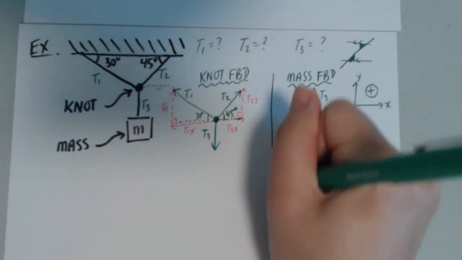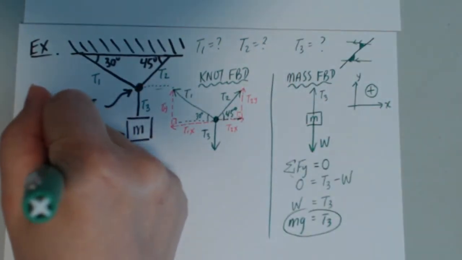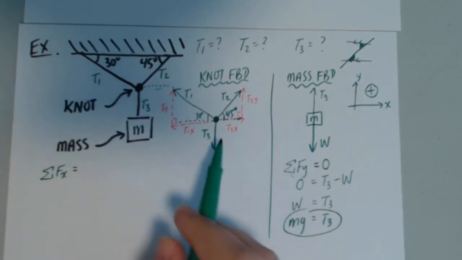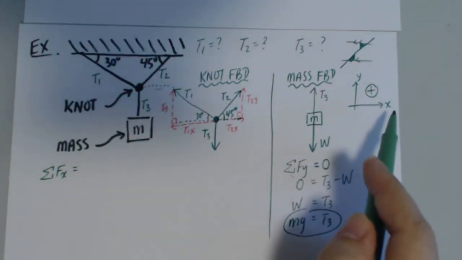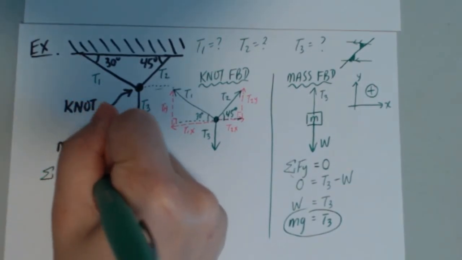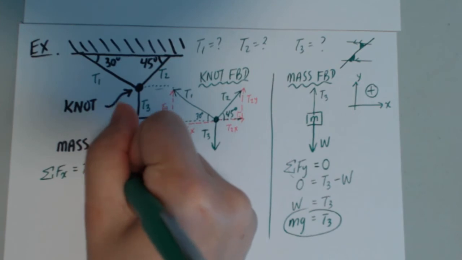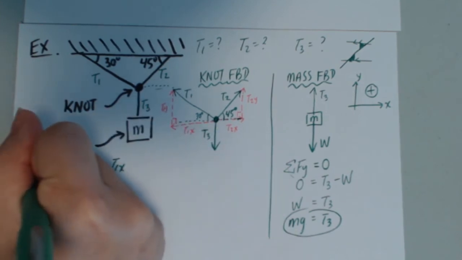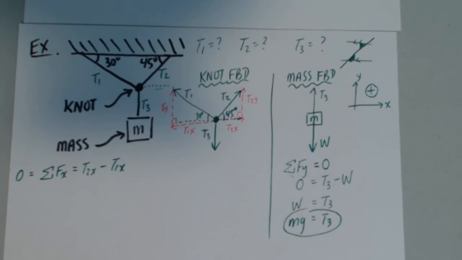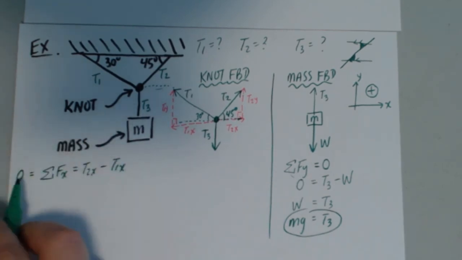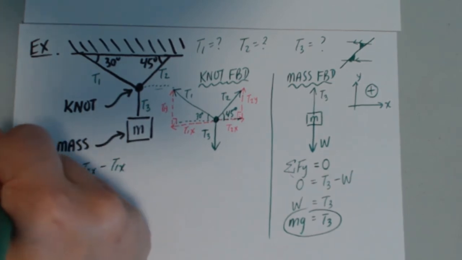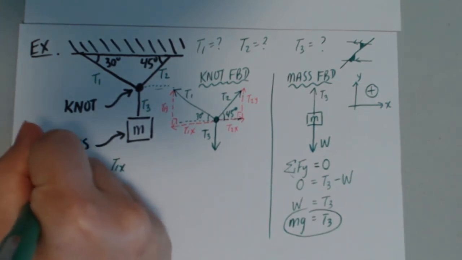All right. So for the knot, let's do it in the x and in the y direction. So the sum of the forces in the x, keep in mind you defined right to be positive. So that means T2x is going to be in the positive and T1x is going to be in the negative. But again, I know that whole thing is equal to 0, because it's not accelerating. It's not moving. So 0 equals T2x minus T1x. So I can bring the minus T1x to the left side. So T1x equals T2x.